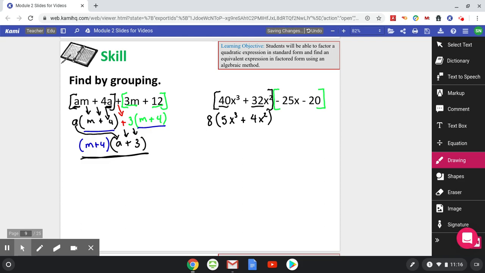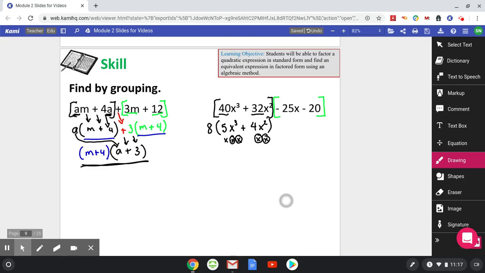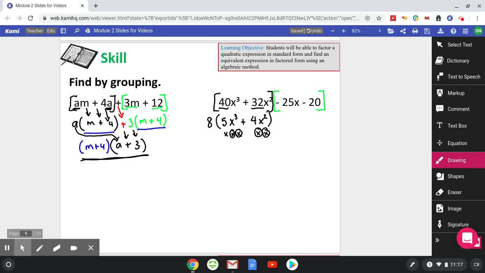Now we have to see if we can factor out a letter. The 5x cubed has x times x times x, so 3 x's are being multiplied. The 4x squared has x times x, 2 x's are being multiplied. We have to determine what is the biggest number of x's that they both have in common. They both have in common 2 x's. That's the biggest number that both terms have in common. So 2 x's being multiplied times each other will be coming out. We already had the 8, bring it down. So now we have x times x is x squared.